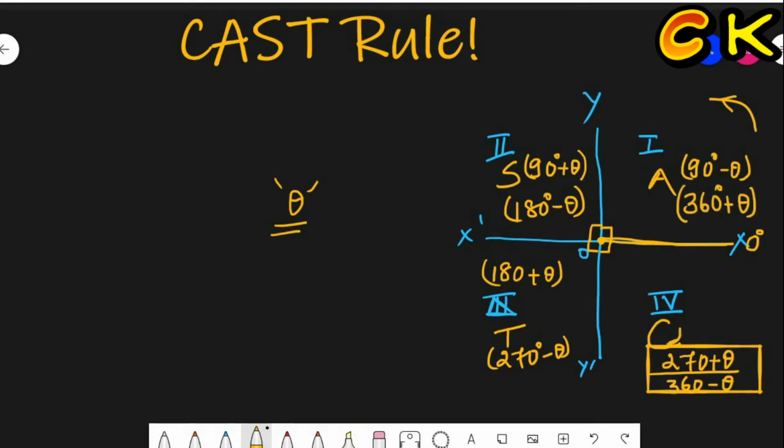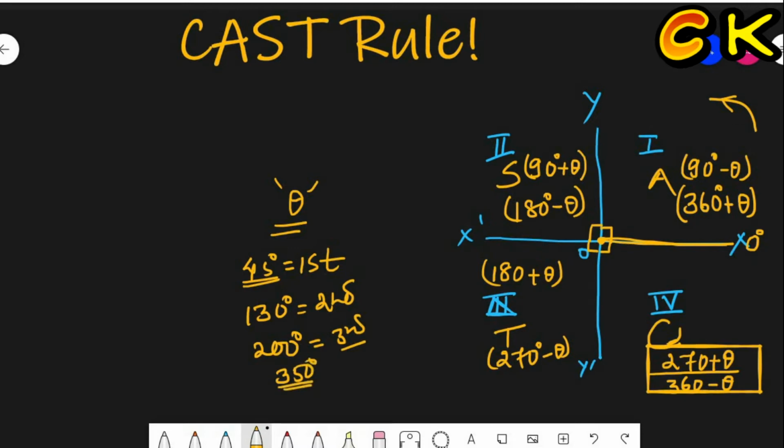Let me give you examples. 45 degrees lies in which quadrant? Since it is less than 90 degrees, it lies in the first quadrant. Can you say in which quadrant 130 degrees lies? Of course, it lies in the second quadrant. 200 degrees is just more than 180 degrees, so it lies in the third quadrant. 350 degrees is just less than 360 degrees, so it is 360 degrees minus theta and lies in the fourth quadrant.